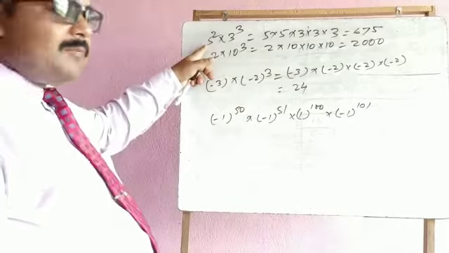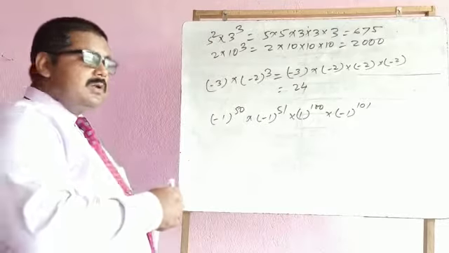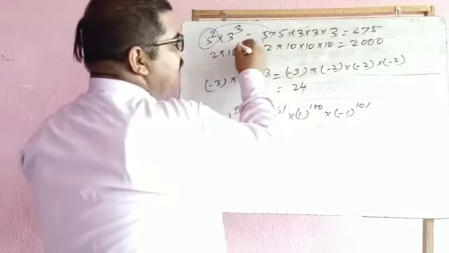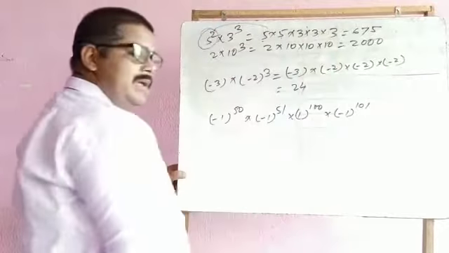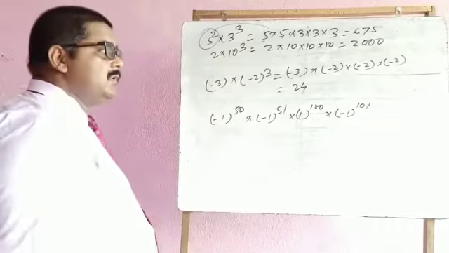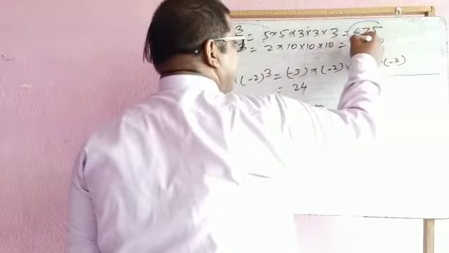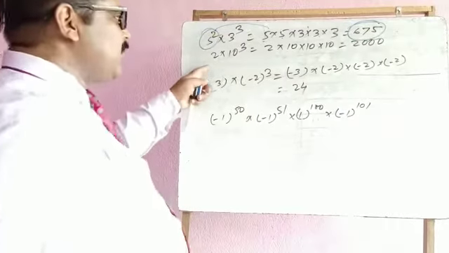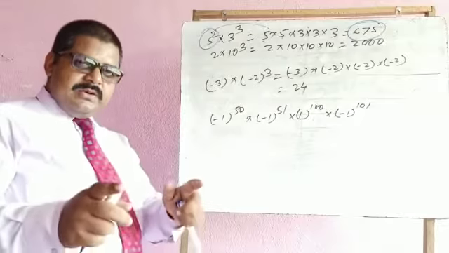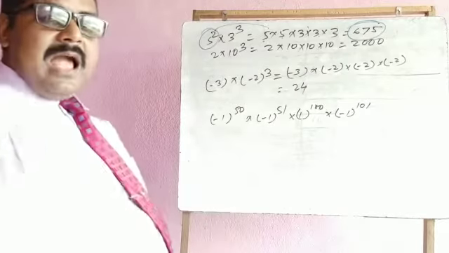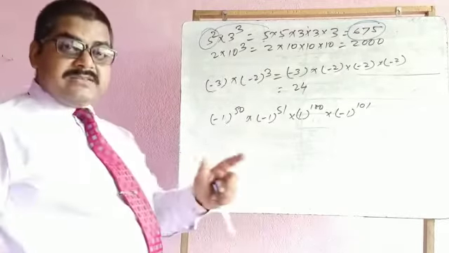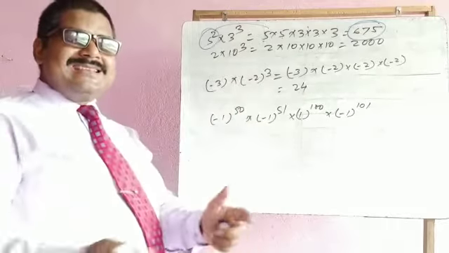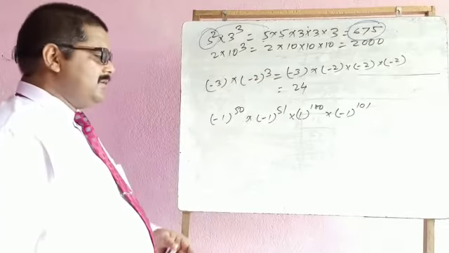You can just see that 5 square into 3 cube. And in this, 5 square means what? 5 into 5. 3 cube means 3 into 3 into 3. And on multiplying, you can get 675. That is the result. In the next question, 2 into 10 to the power 3: 2 into 10 into 10 into 10. And on multiplying, you get 2000, and you can easily do such type of multiplication.